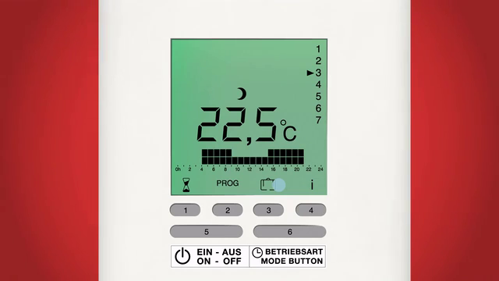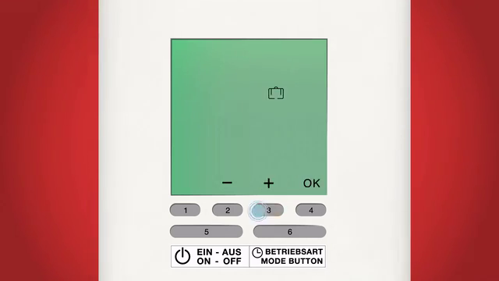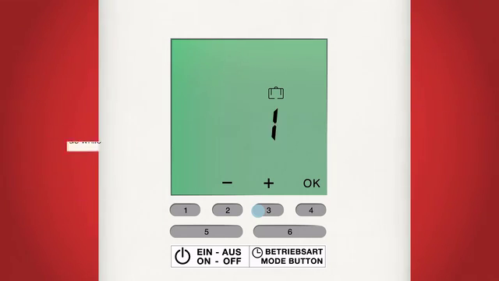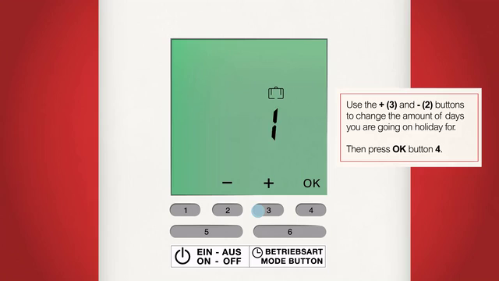This mode will put the radiator into frost mode for a set amount of days and then return it to the auto mode. To set this, press the holiday button, button 3. Now we can see a little suitcase at the top of the screen and a flashing number 1. The flashing number 1 represents how many days we want to leave the radiator in holiday mode for. Change this using the plus and minus buttons, buttons 2 and 3.